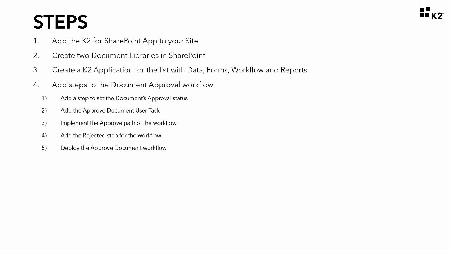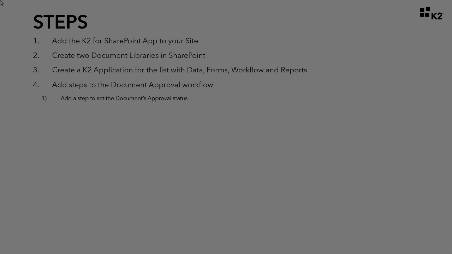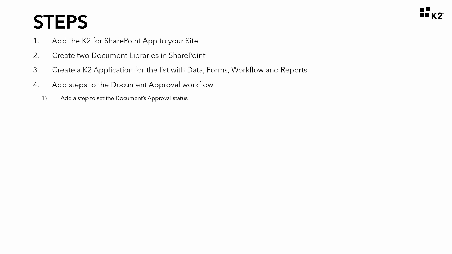In step 4, we will continue to add steps to the document approval workflow. This step will combine adding server tasks to perform document property updates, as well as adding a task for human interaction where a user must make a decision to affect the direction of the workflow before it continues. Let's get started with walkthrough step 4.1, in which we will add a step to set the document's approval status.